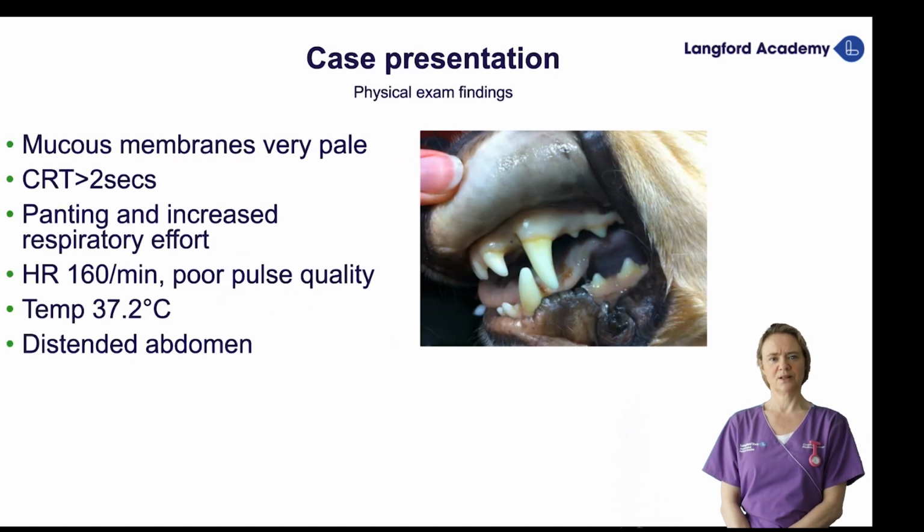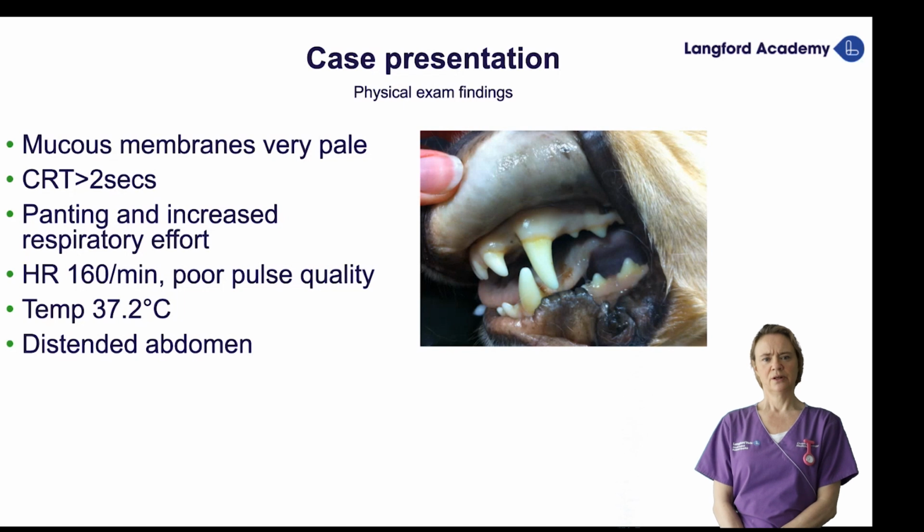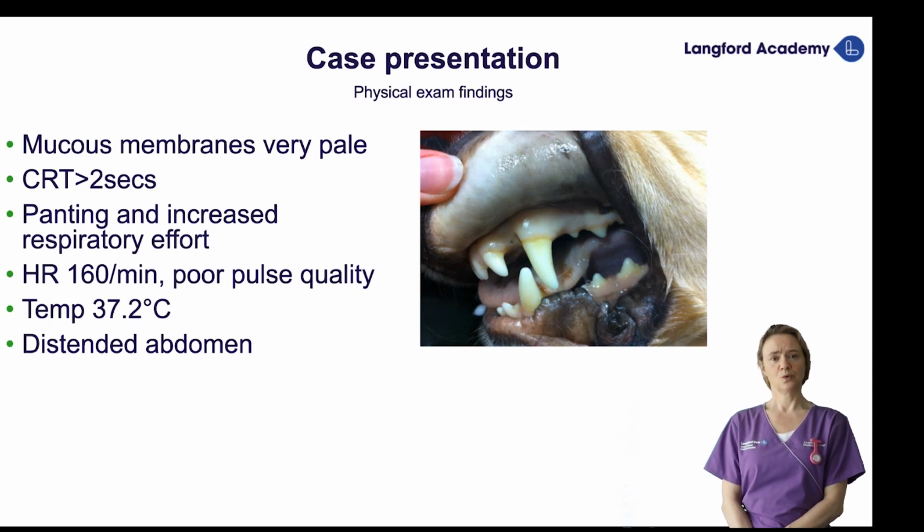On physical examination, she's incredibly pale. Her mucous membranes look like in this image here. Her capillary refill time is prolonged. She's tachycardic with weak pulses. Her respiratory rate is increased and there's some effort. She's normothermic, but she has a distended abdomen.